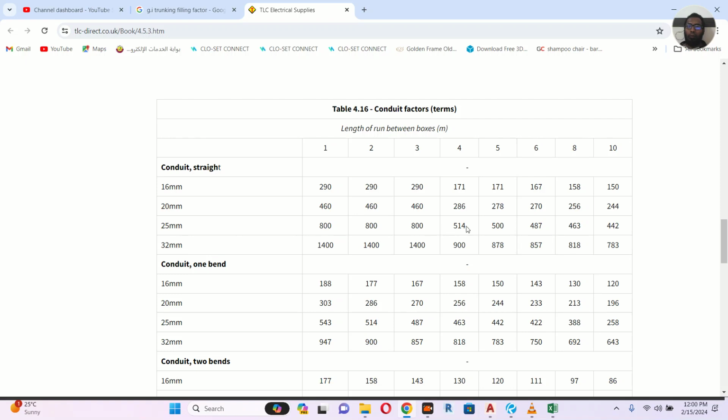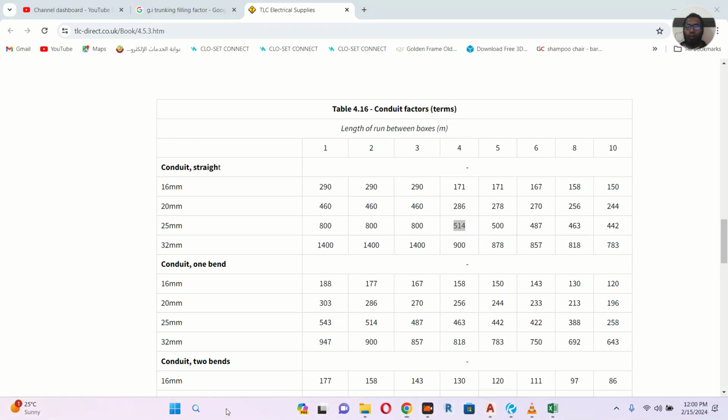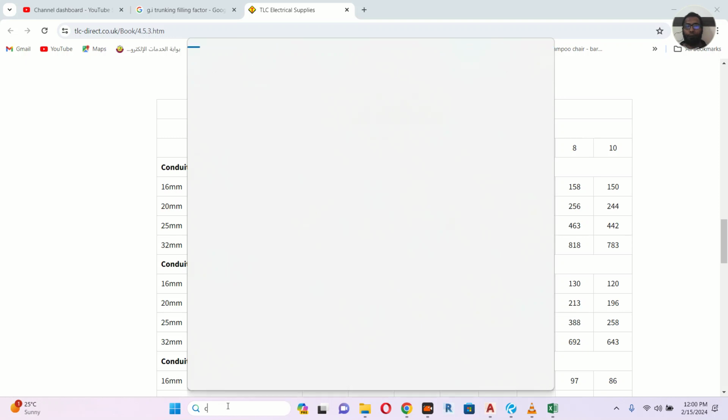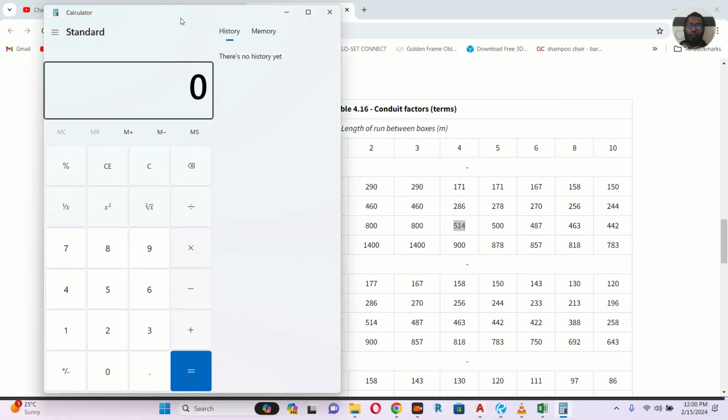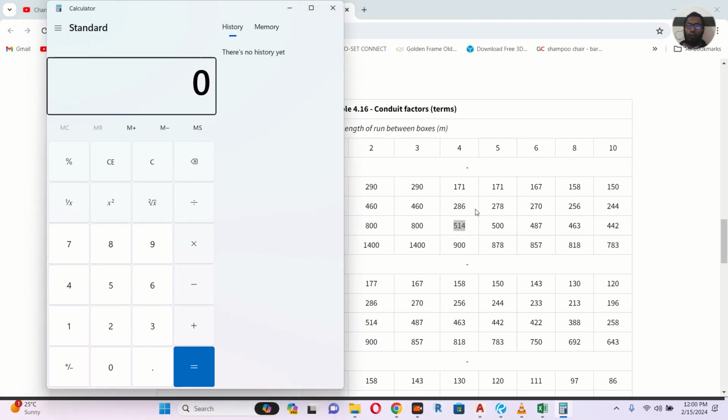So for 25 mm we have 514 fill factor for conduit. This is between boxes, meaning pull boxes. Okay, so 514. Let's go to the calculator. So this is 514.